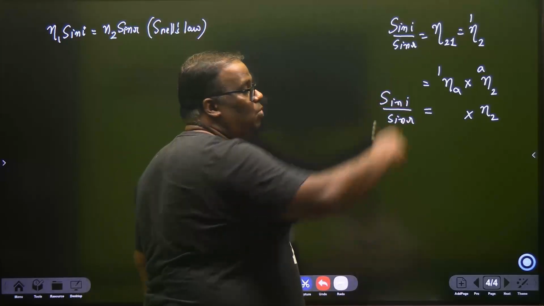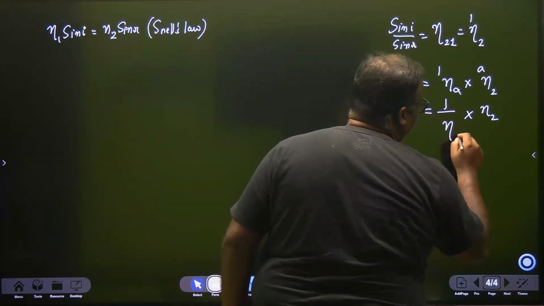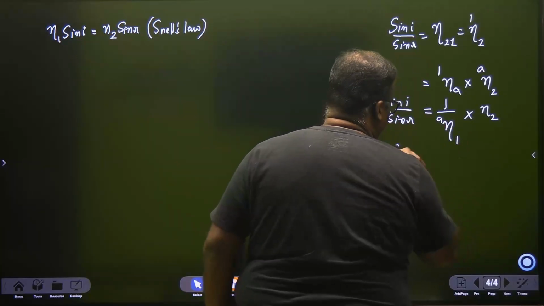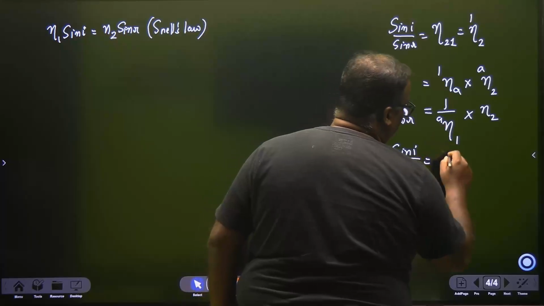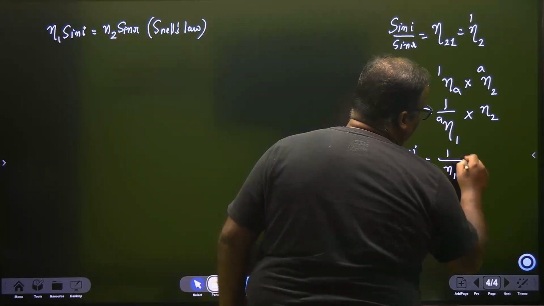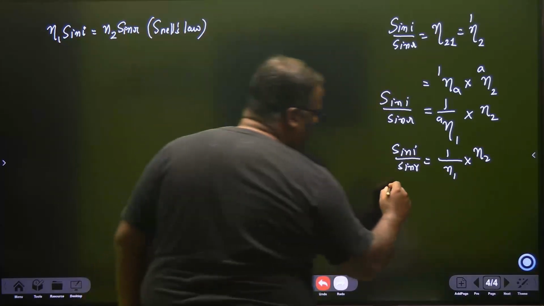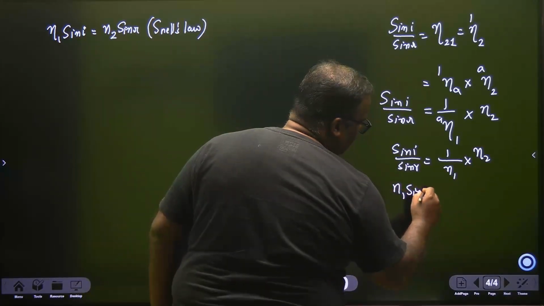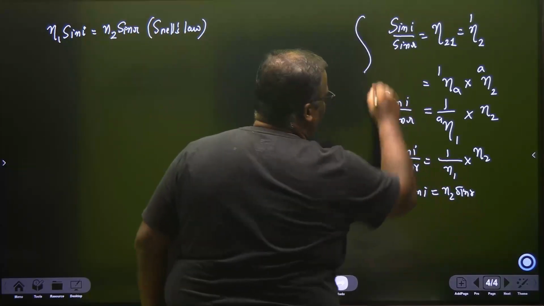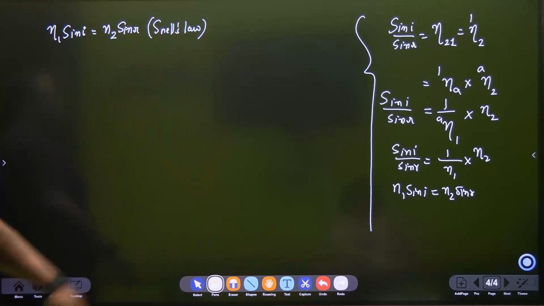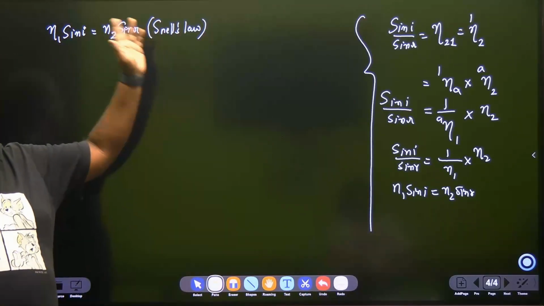This can be written as 1 upon eta 1 with respect to A. So my sine I by sine R becomes equal to 1 upon eta 1 into eta 2. So if I cross multiply now, I get eta 1 sine I is equal to eta 2 sine R. This is what I have used. It's not required to show, I'm saying if you get fumbled up on this one, the way to remember is this.